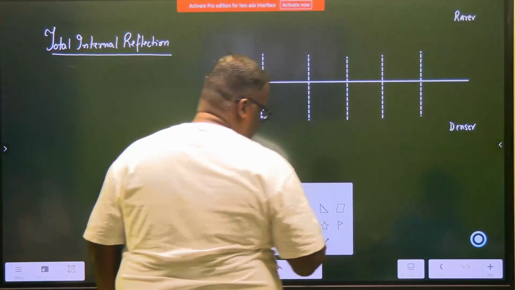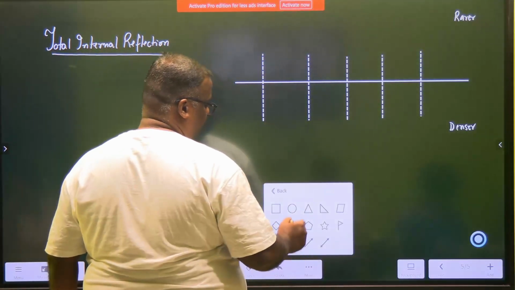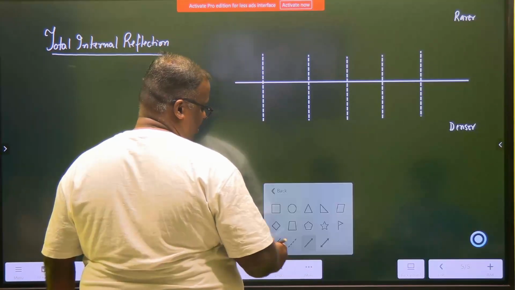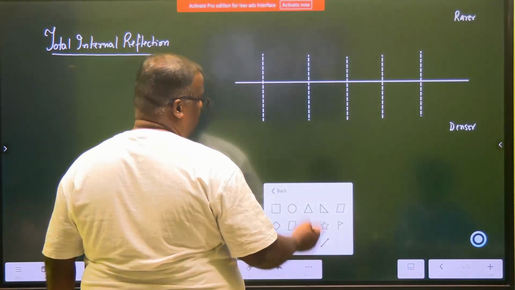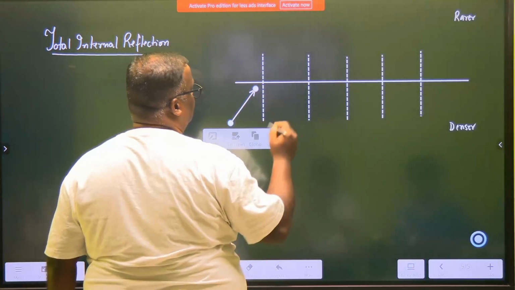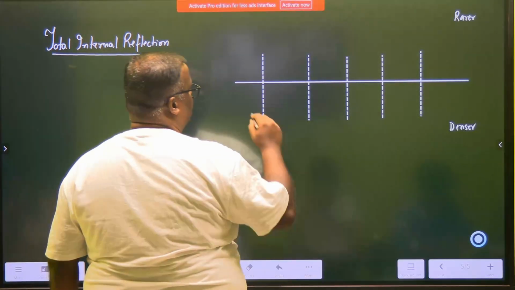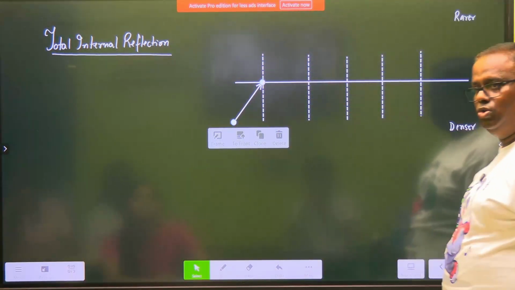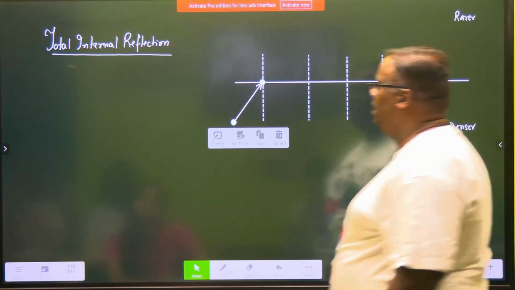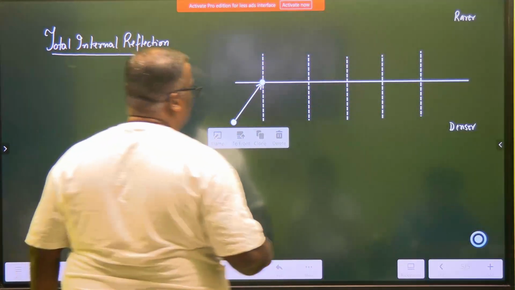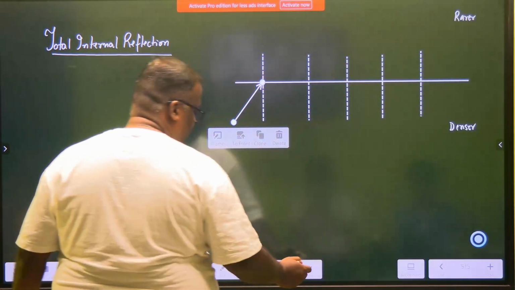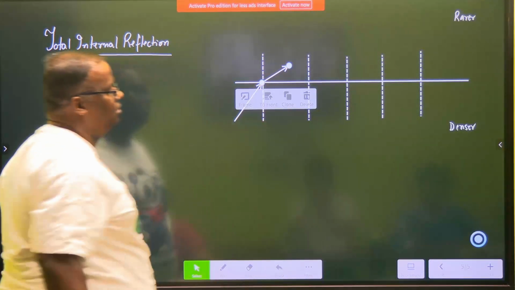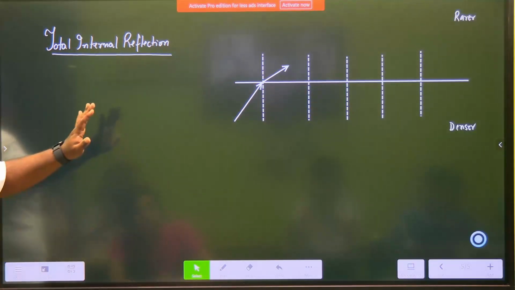Okay, let's say from a denser medium, this is my incident ray. Do you agree? Whenever there is an incident ray at this medium, then there has to be a refracted ray, and it is going into the rarer medium. So the refracted ray would be something like this. Do you agree or not? This is a simple diagram.